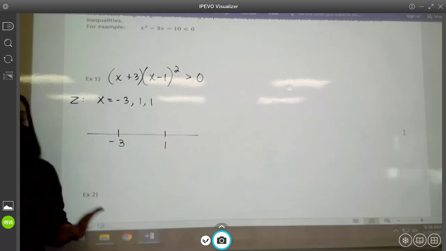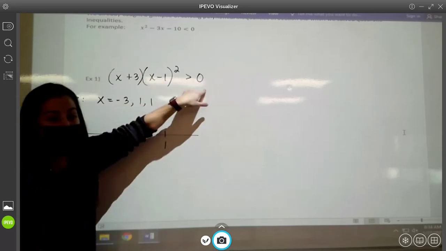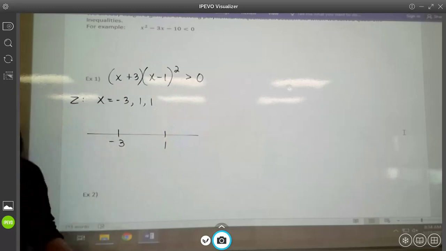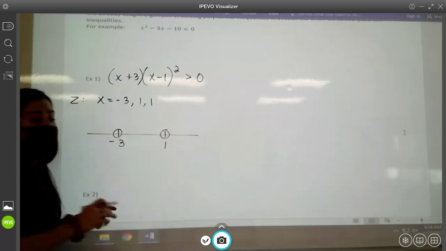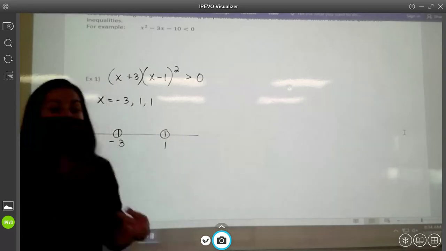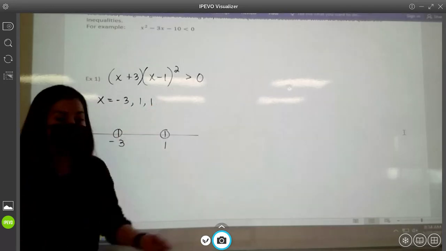All right, now you want to ask yourself, we're trying to get this to become a number that is greater than 0. These are the numbers that are going to make it equal 0. So do I want to include them as answers? No. So let's put open circles to remind us that I don't want to include these numbers in my answers in any way, shape, or form, because these numbers are going to make it equal 0, and I only want to make it equal a number bigger than 0.